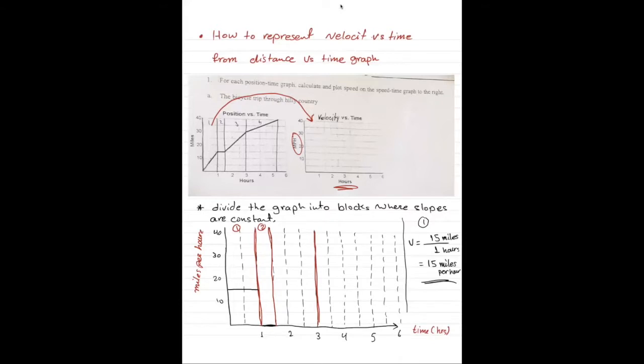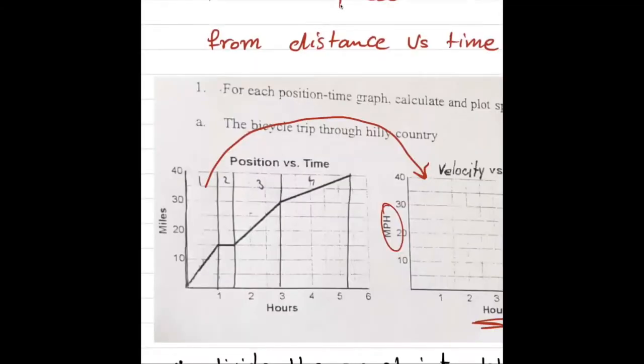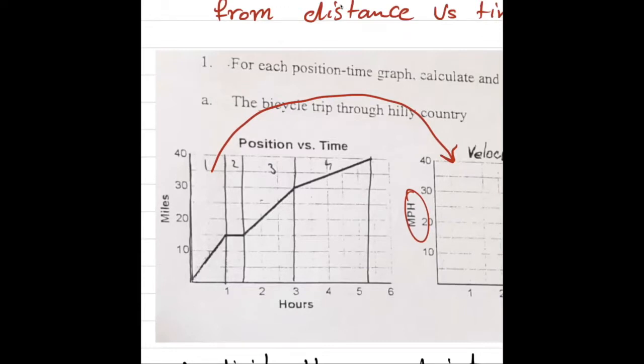We'll do the same analysis that we did on block 1. Let's find the slope of block 3. So this is the slope for block 3. We'll calculate it this way. We should notice the same thing that we noticed on block 1, that the slope is constant. That means our velocity is going to be constant, and since our velocity is constant, it's going to be represented by a horizontal line.